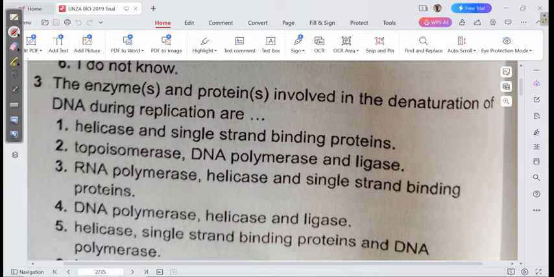Okay, so this question is in 2 ways. You have to identify an enzyme and a protein involved in the denaturation of DNA during replication.